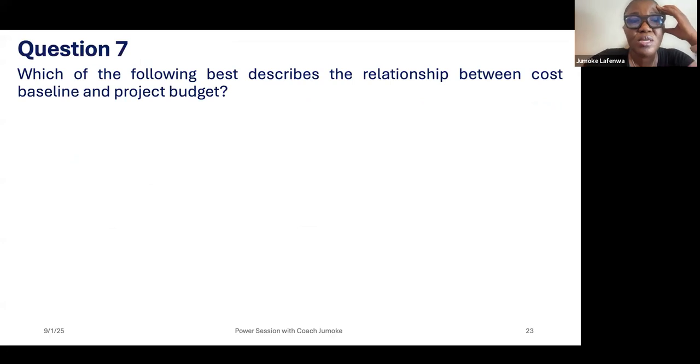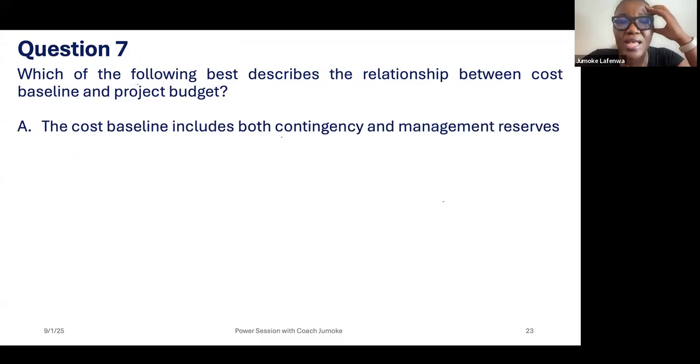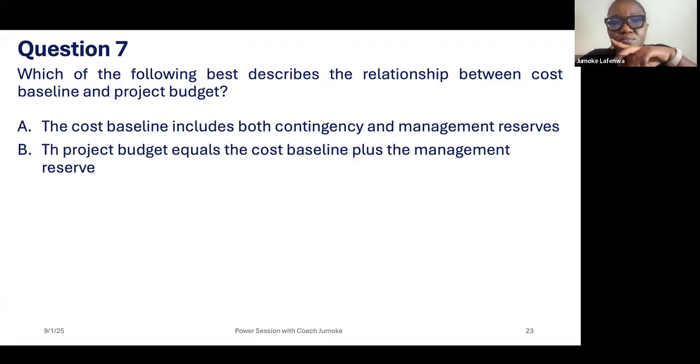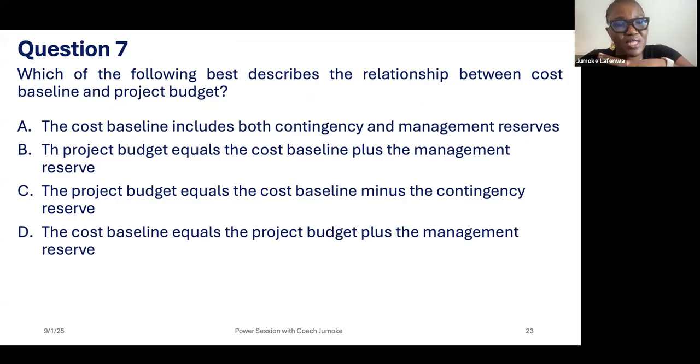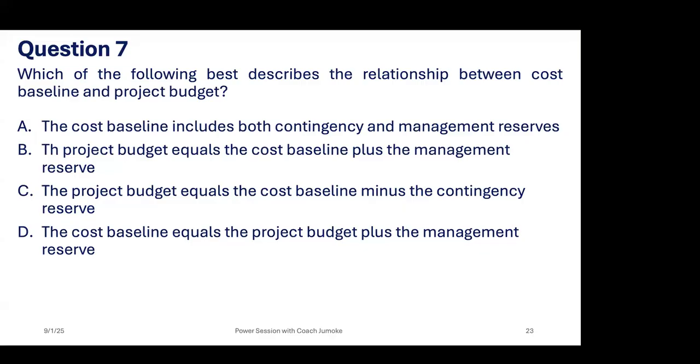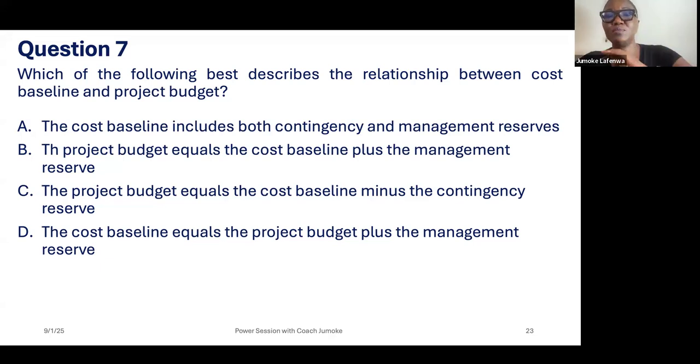Okay. Question 7. Which of the following best describes the relationship between cost baseline and project budget? A, the cost baseline includes both contingency and management reserves. B, the project budget equals the cost baseline plus the management reserve. C, the project budget equals the cost baseline minus the contingency reserve. D, the cost baseline equals the project budget plus the management reserve.